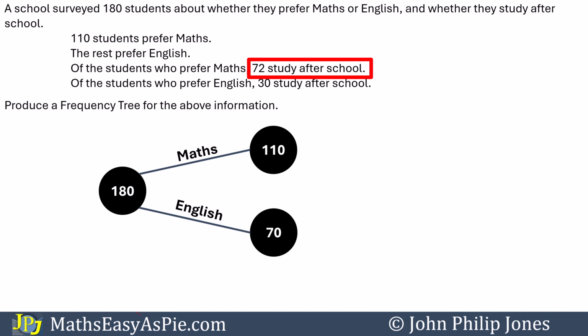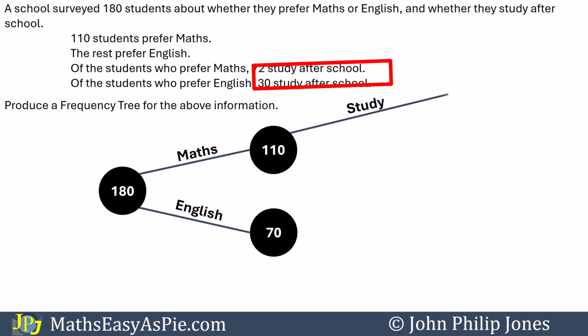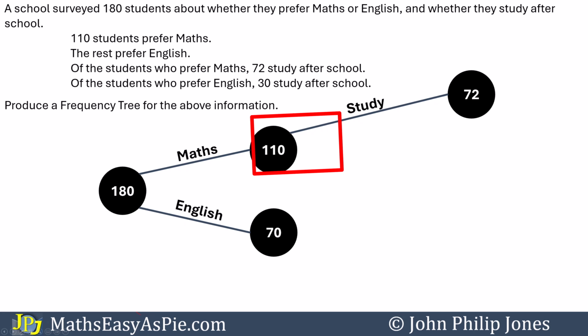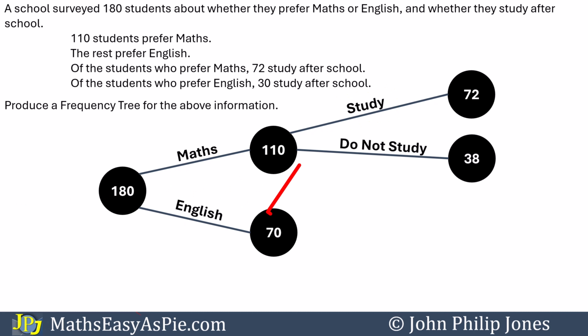Now we can show that on the frequency tree as follows. Of the 110 that prefer maths, 72 study after school. This implies the following branch. 38 do not study after school. This value of 38 was found by subtracting this 72 who do study after school from this 110, which is the number of students that prefer mathematics.